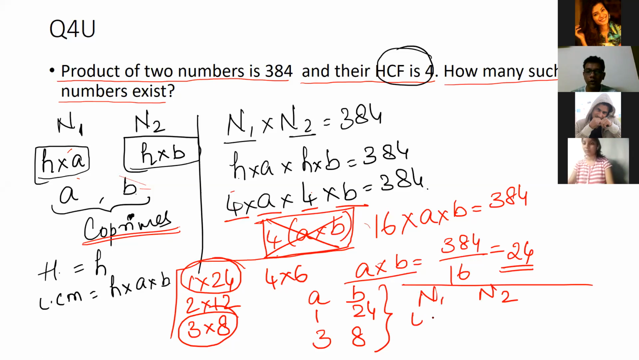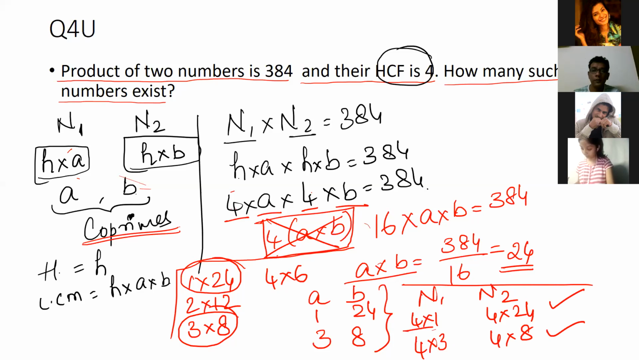can take 4 into 1, 4 into 24. Why 4 into 1, 4 into 24? Because A and B values were 1 and 24, whereas N1 and N2's values are H into A and H into B. Okay, so 4 into 1 and 4 into 24, and 4 into 3, 4 into 8. So there are 2 sets of values which N1 and N2 can take.